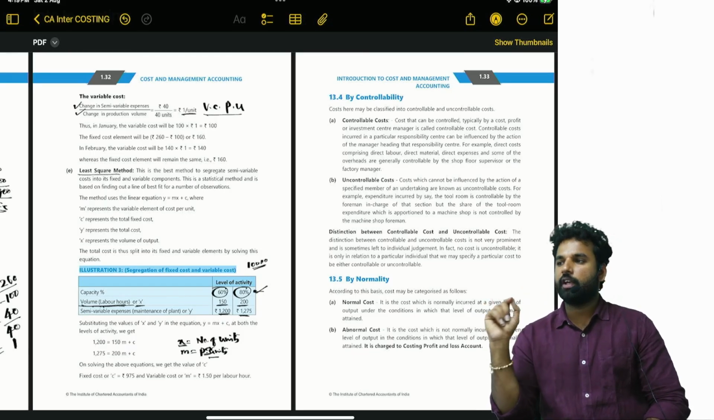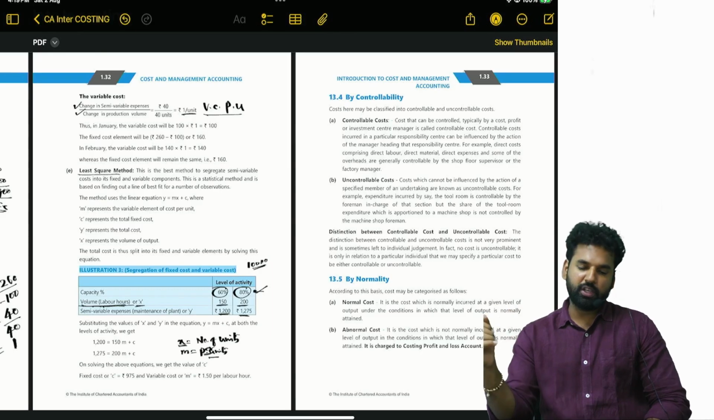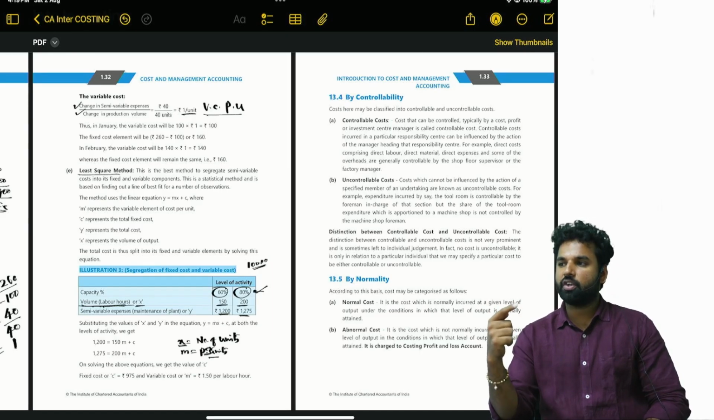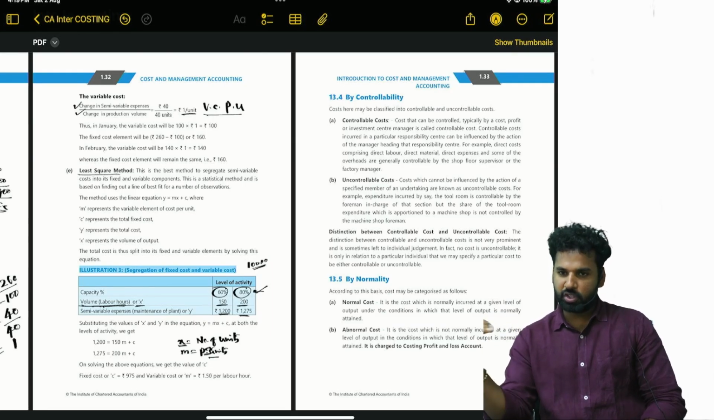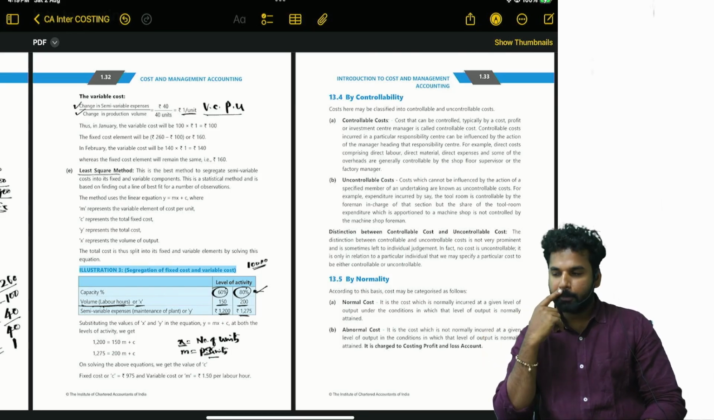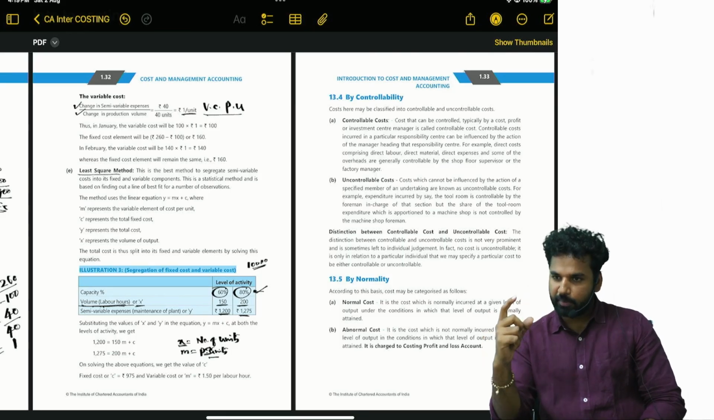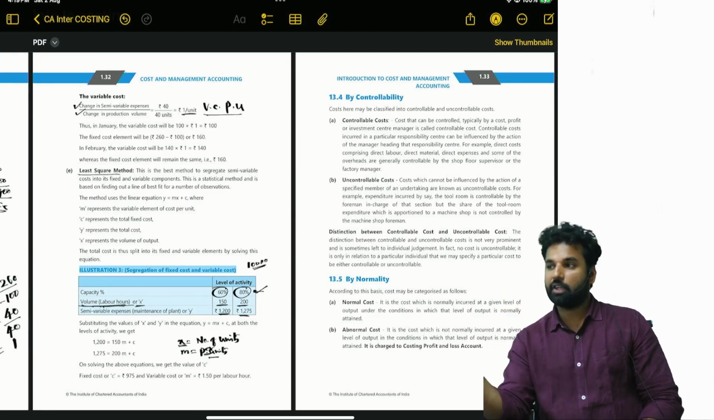Next, we have seen classification by functions: factory overheads, production overheads or manufacturing overheads. Manufacturing cost means factory cost, works cost, or production cost. Next, administration cost. Next, selling cost. Next, distribution cost. Next, research and development cost. So this is by functions. Direct material, direct labor and direct expenses together are called the per unit cost in the cost sheet.